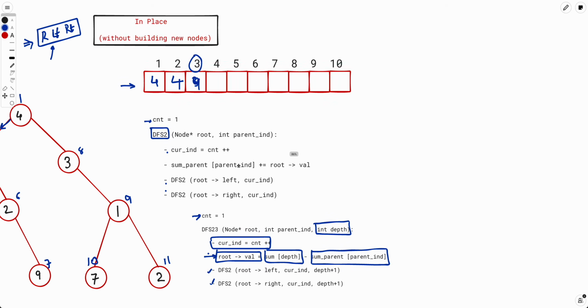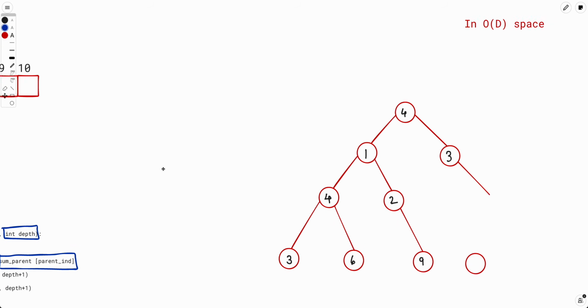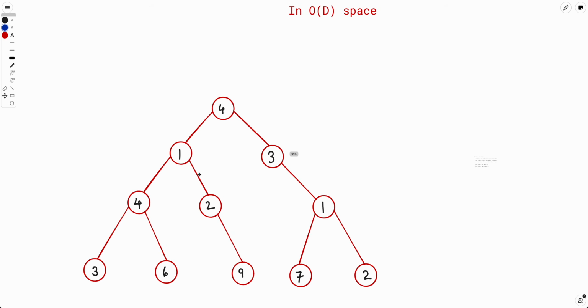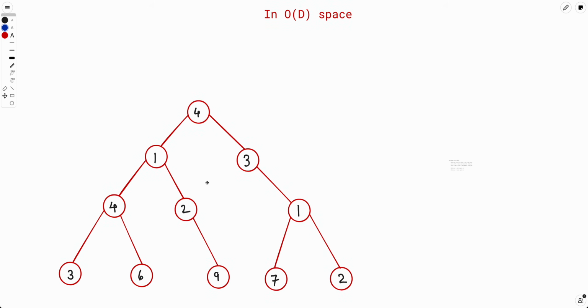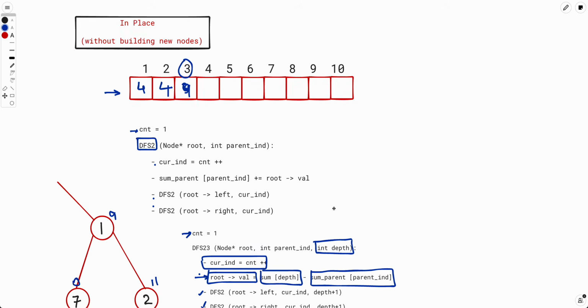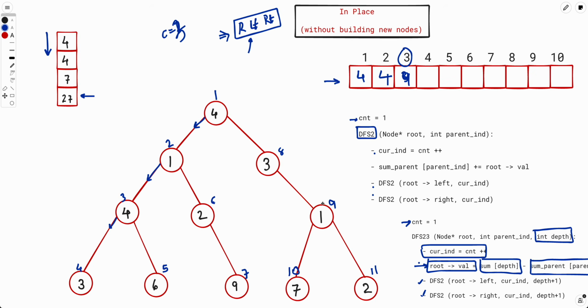Now let's say you have to reduce the space complexity from order n plus d to order d itself, right? So how to solve this? Again, I encourage you to pause the video right away and try to think yourself first, right? So again, let's think about what was causing order n space here. So this array was causing order n space. And why do we have to build this array?